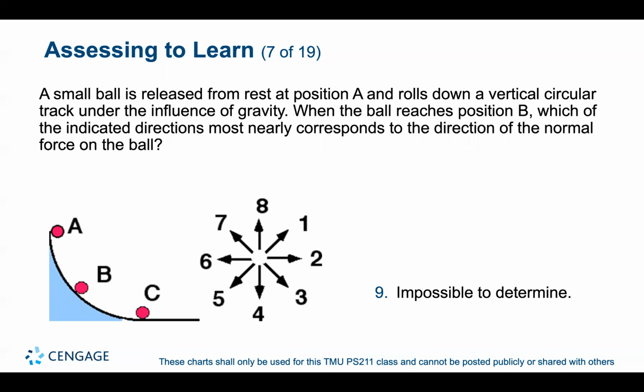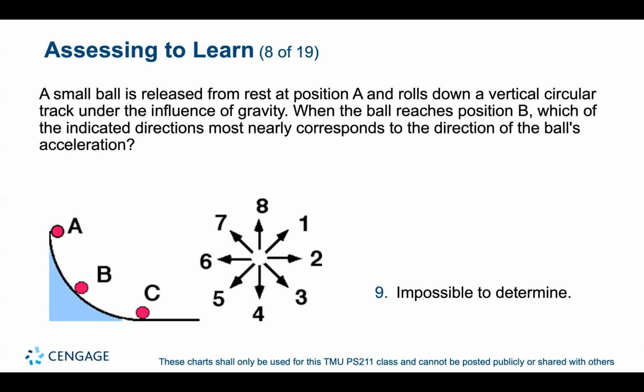A small ball is released from rest at position A and rolls down the vertical circular track under the influence of gravity. When the ball reaches position B, which of the indicated directions most nearly corresponds to the direction of the normal force on the ball? And the answer is number 1.